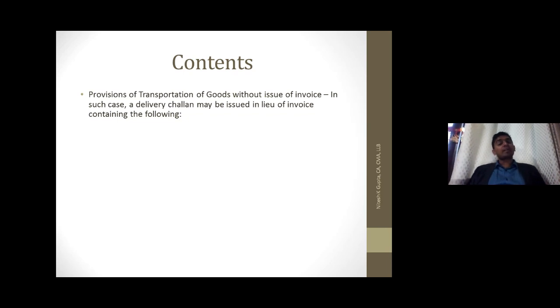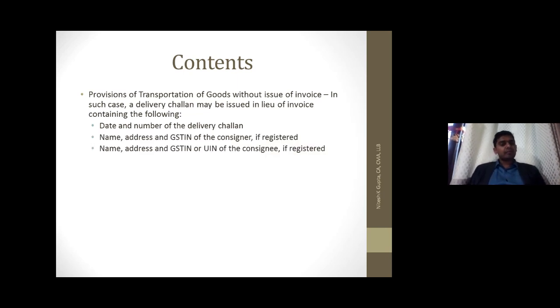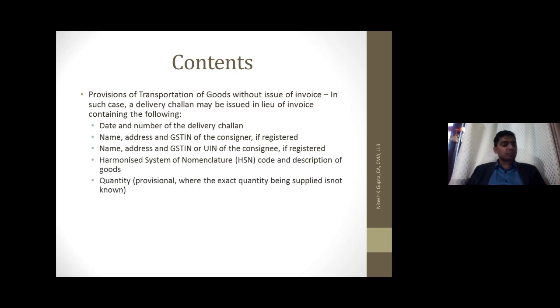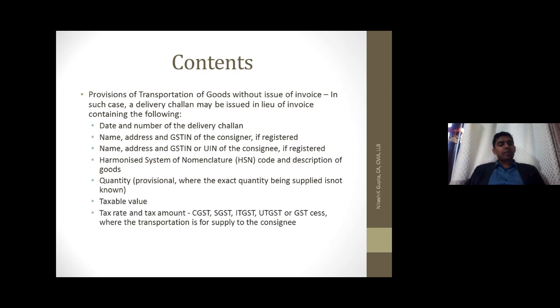Now, what all things should be there on that delivery challan? Name, date and number of delivery challan, name, address, GSTN of consignor, name, address, GSTN of consignee, HSN code, description of goods, quantity, taxable value, tax rate and tax amount, place of supply, signature. So these things should be there on delivery challan.